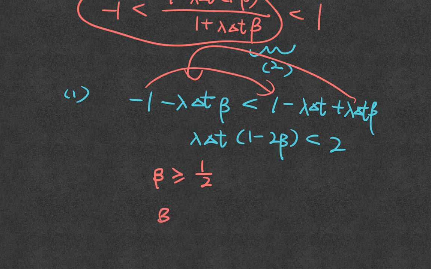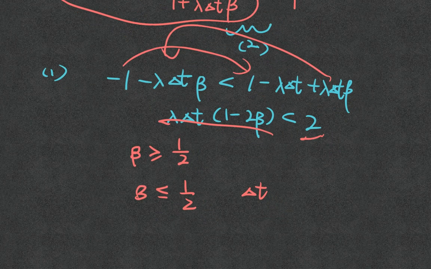Another one is that, let's consider a case. This is always equal or smaller than delta, smaller than 1/2. So in this case, I can actually still guarantee this whole term is greater than 2, but I have to consider the fact that my delta t is now limited, right? Why is it limited?